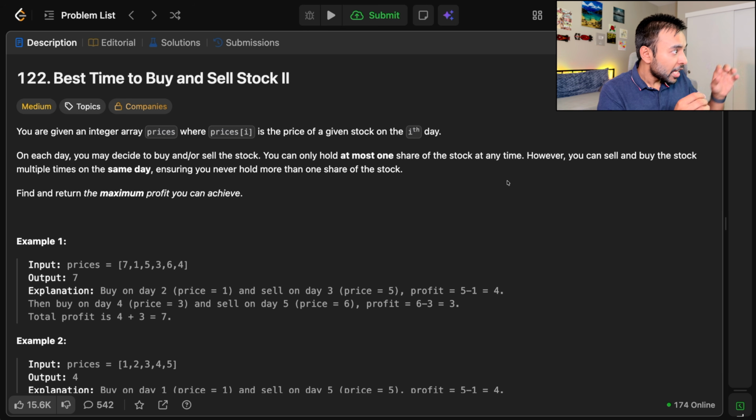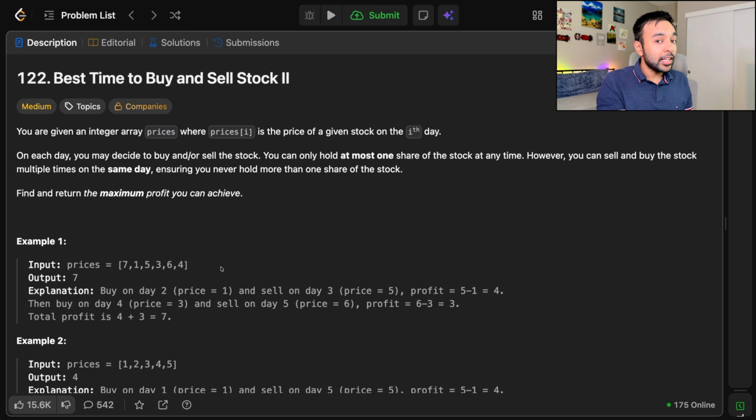Notice that you can only make one transaction over here. And that is exactly where this next part comes in. You have the exact same setup. You are given an integer array of prices where price determines the price on the ith day. So once again, the setup is the same. You have all of these prices, but now you can make multiple transactions. It means there is no limit on how many times you're buying and selling the stock.